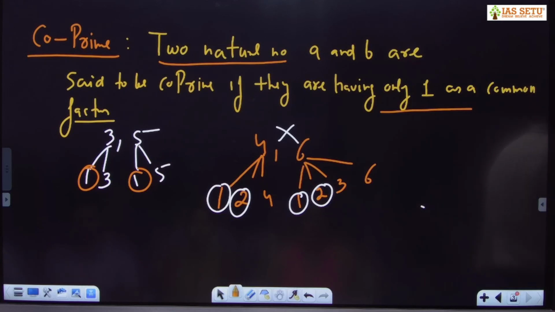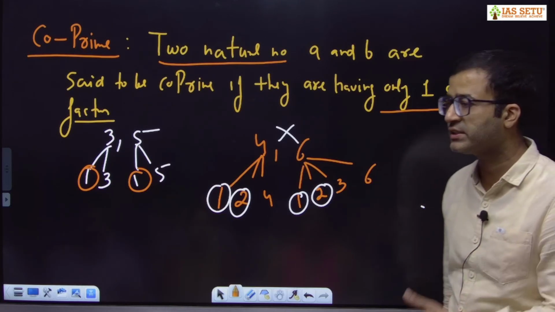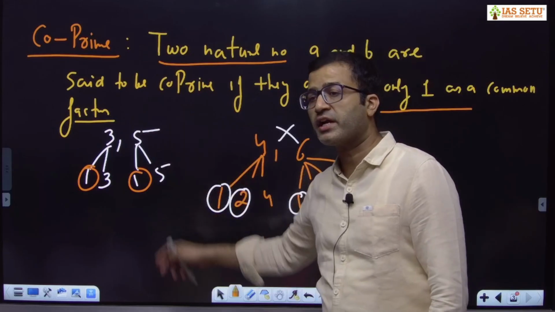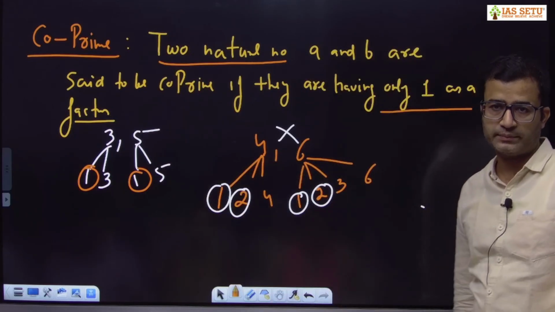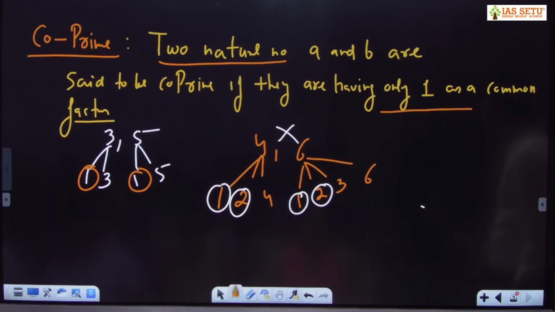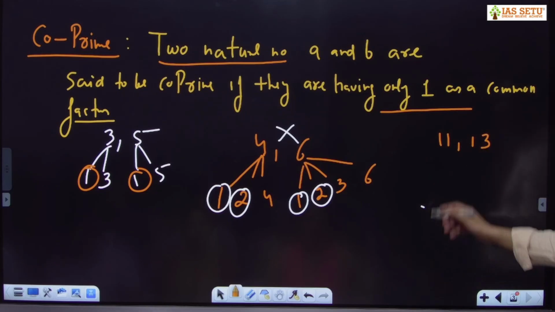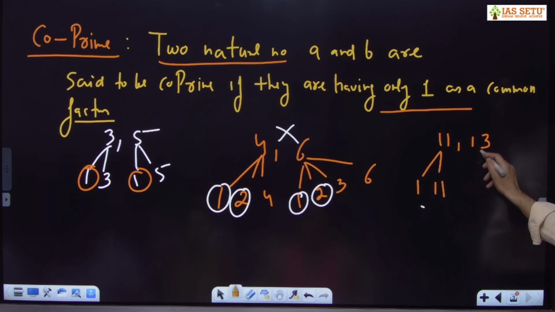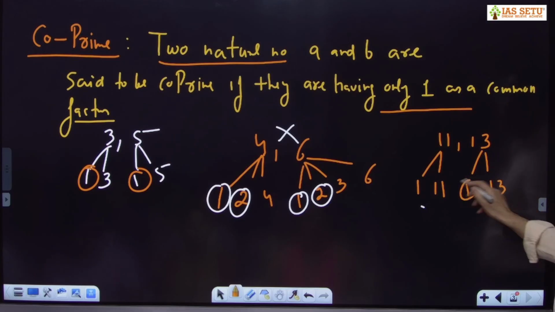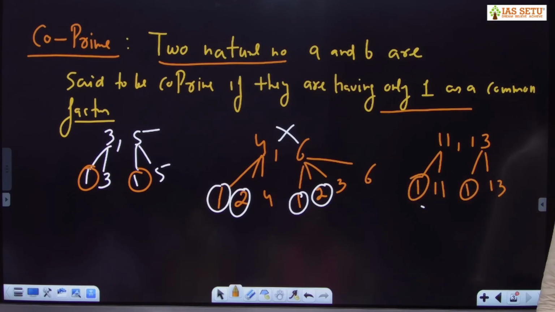Only 1. Since 3 and 5 have only 1 as a common factor, 3 and 5 are co-prime to each other. Like 11 and 13. What are the factors of 11? We have 1 and 11. Factors of 13, we have 1 and 13. Common factor only 1. So 11 and 13 are co-prime to each other.